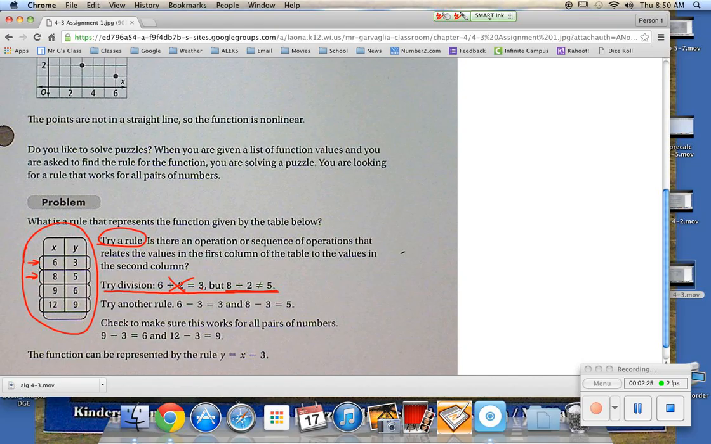Well, let's try this rule. Okay, 6 minus 3 is 3. 8 minus 3 is 5. Oh, we have something. Let's continue the rule. Does it work for this one? 9 minus 3 does equal 6, and 12 minus 3 does equal 9. We found the rule, so we can create the function here. Y equals x, whatever our x value is, minus 3, right? Because that's what we figured we did for each one of them. And this represents the rule then for that table. That's the second part of what you have to do.